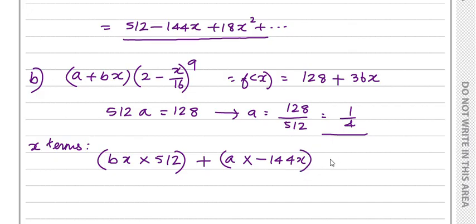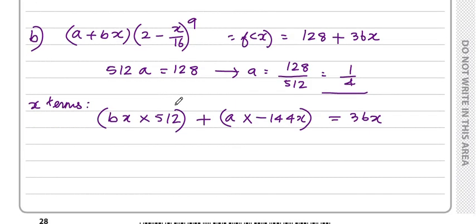Okay, both together is equal to 36x. So now we can comfortably cancel the x from each of them. So we can now write 512b minus 144a is equal to 36. Since we already know a, we can solve for b from here.